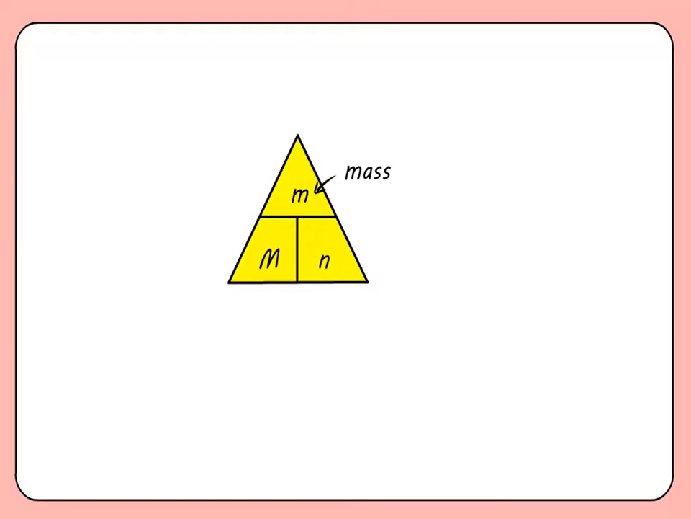There are 3 triangles for working out mole calculations. These include the mass over Mr, mole triangle, where m is the mass of substance in grams, M is the molar mass, and n is the number of moles, that is, the amount of substance.